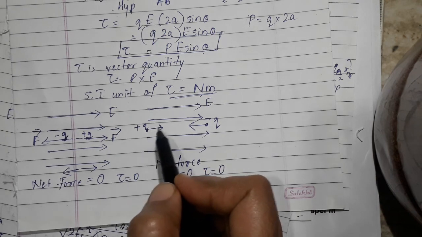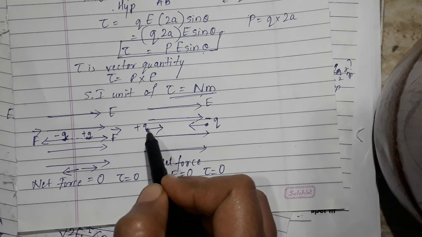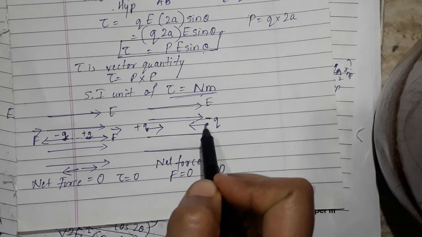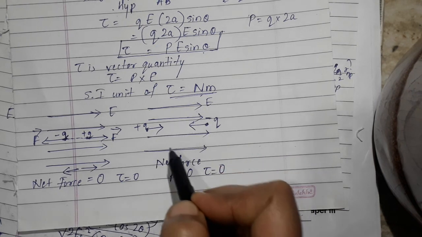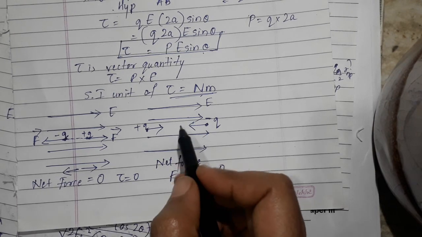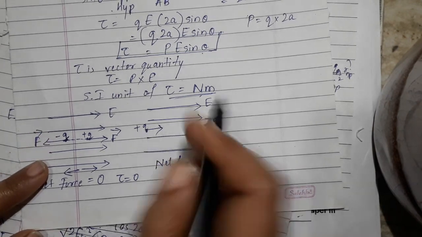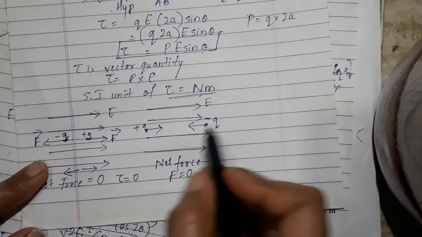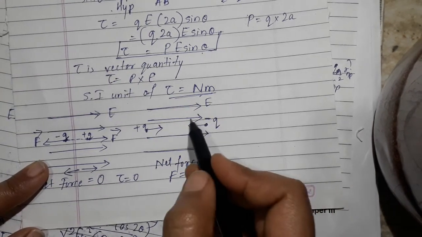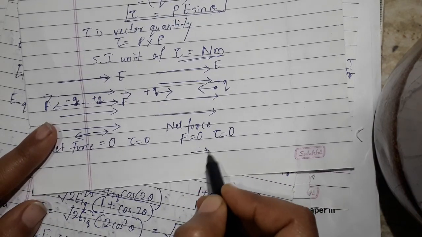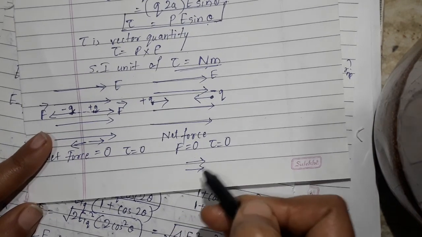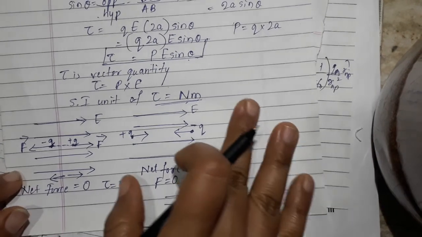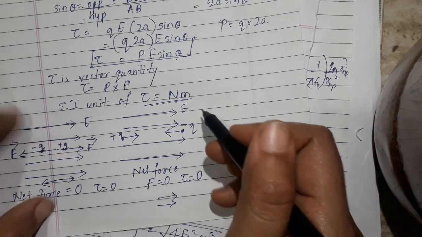Plus q charge will always move in the direction of the electric field lines, and minus q charge will move opposite to the electric field lines. So if we get both forces in opposite directions, plus q in this direction and minus q in this direction, both are opposite, and the net force is 0. If both forces are in the same direction, then you can say there is a net force.